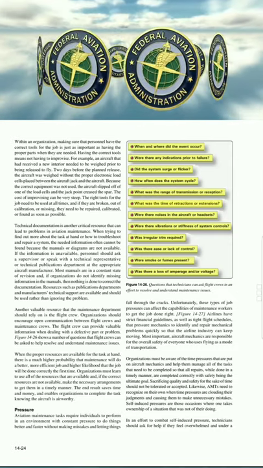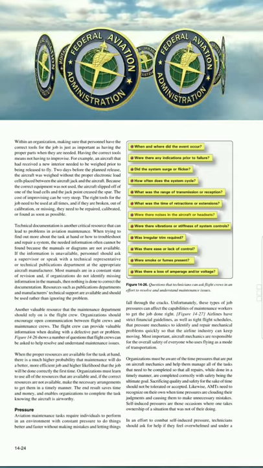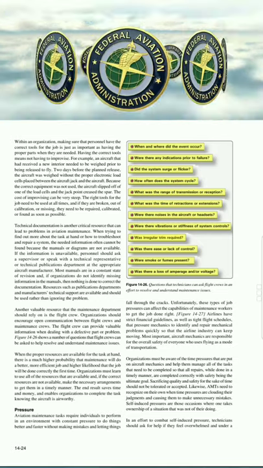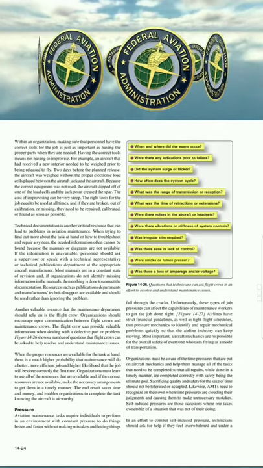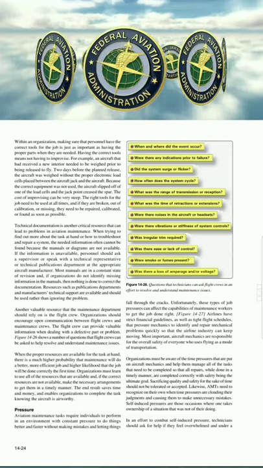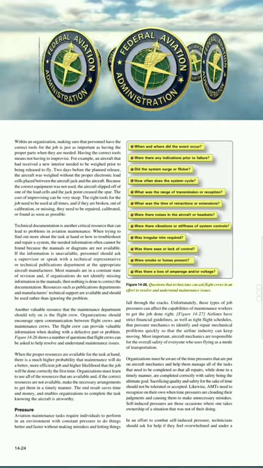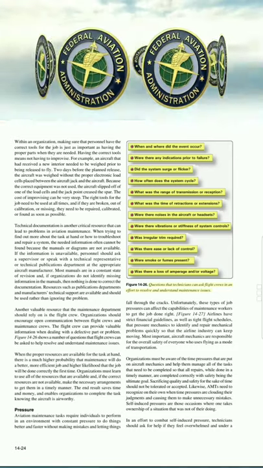What was the time of retractions or extensions? Were there noises in the aircraft or headsets? Were there vibrations or stiffness of system controls? Was irregular trim required? Was there ease or lack of control? Were smoke or fumes present? Was there a loss of amperage and or voltage? Figure 14-26. Questions that technicians can ask flight crews in an effort to resolve and understand maintenance issues.